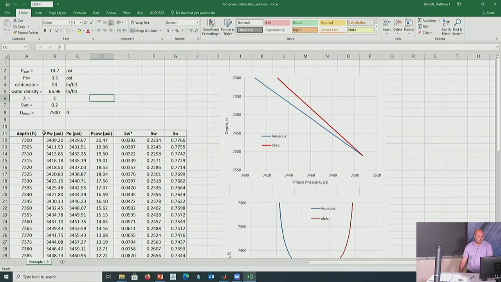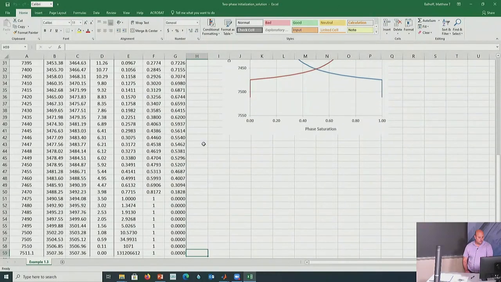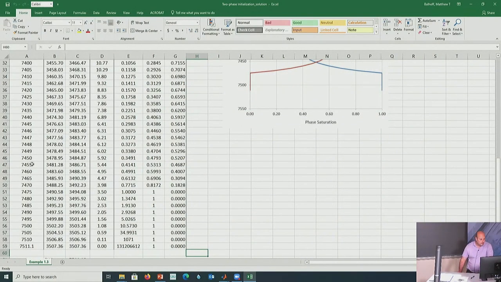If we go down in my spreadsheet, I just put in those formulas and dragged them all the way down. So I repeated that formula, and if I go all the way down to, say, 7450, these are the same answers that we got by hand. And 7475 was the water oil contact. There the water saturation is 1. And then finally, the free water level here.